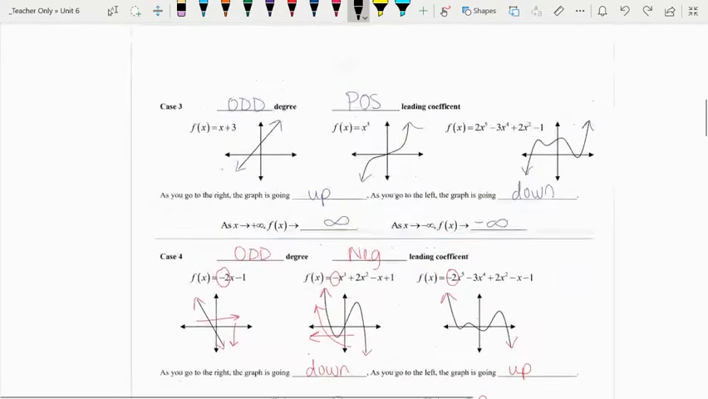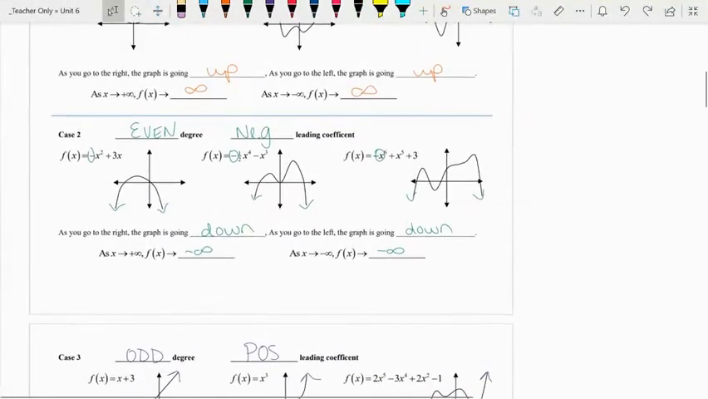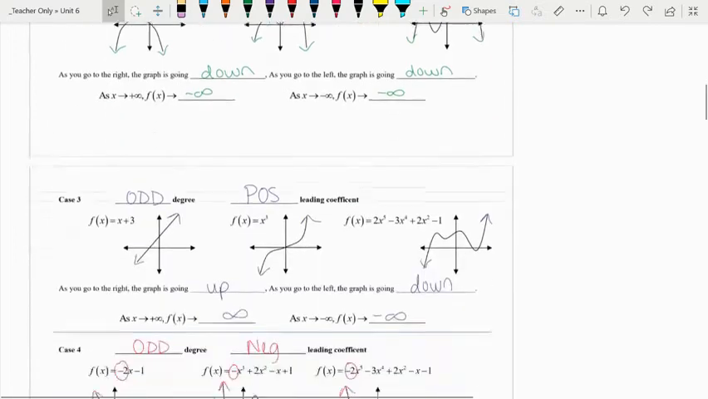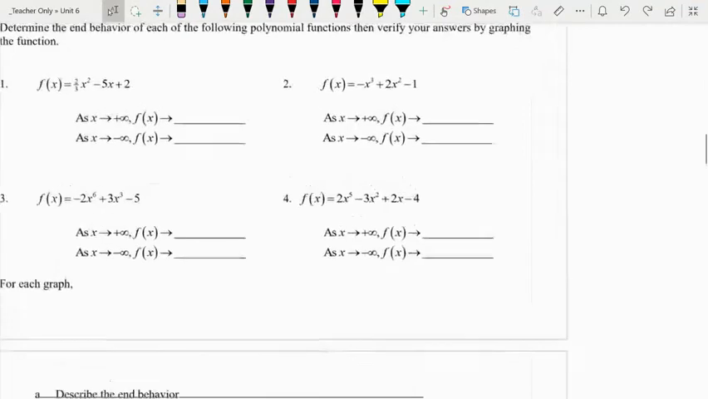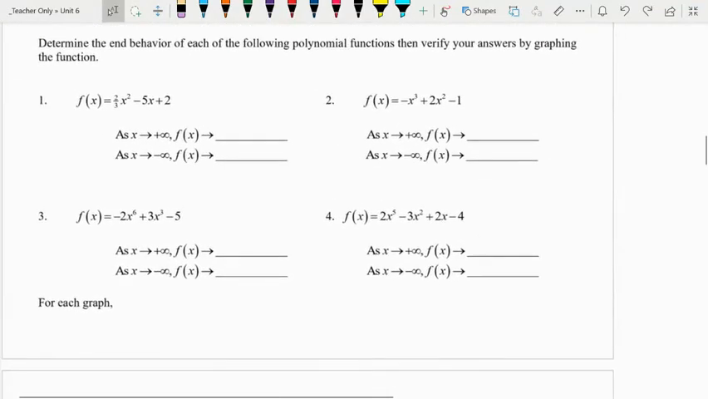Okay, now these are cases that you can memorize, and you probably should. You could always graph them on your graphing calculator, but I don't know if you'll have enough time to do that all the time throughout your test. Okay? So again, sometimes I draw it off to the side.